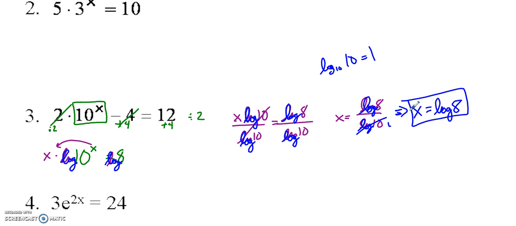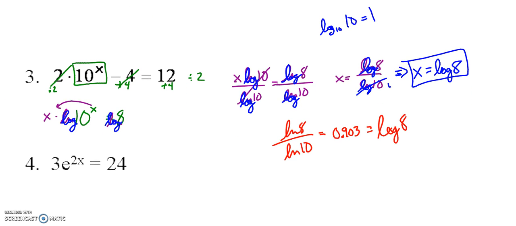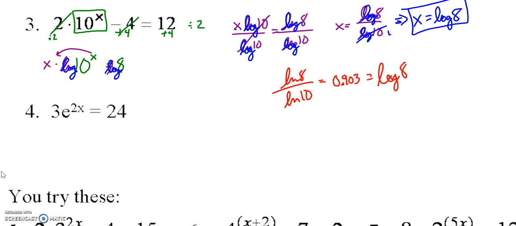Now, if you take your calculator and you want to plug in that answer to get a decimal, you can do that. You can do natural log 8 over natural log 10, or you can just do log 8. And what's really cool is no matter which one you do, natural log 8 over natural log 10, or just plain common log 8, for both of those, you're going to get 0.903. If you don't believe me, go do it now. Pause your video and go try it. Okay? Kind of cool how it works.